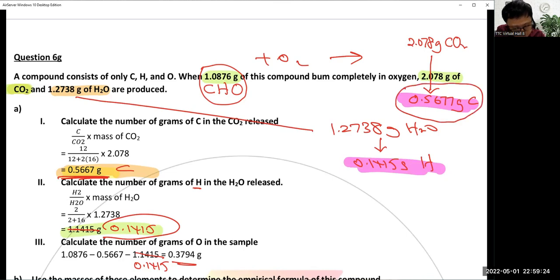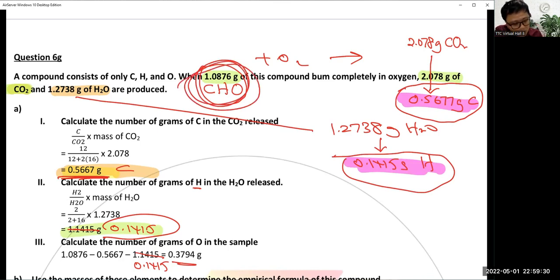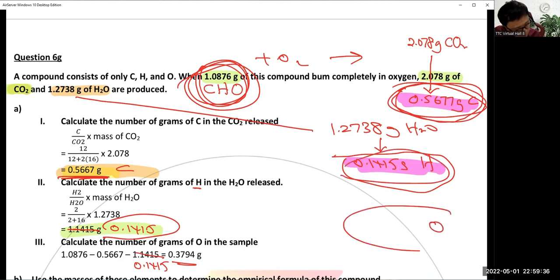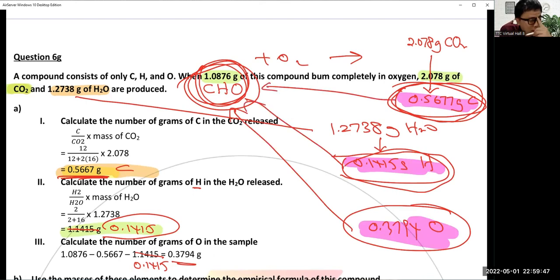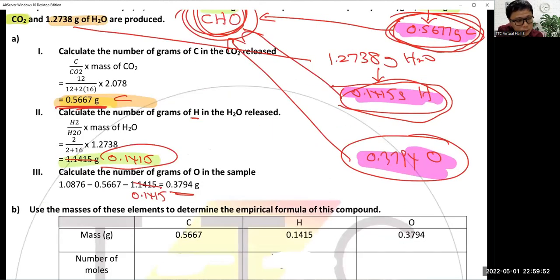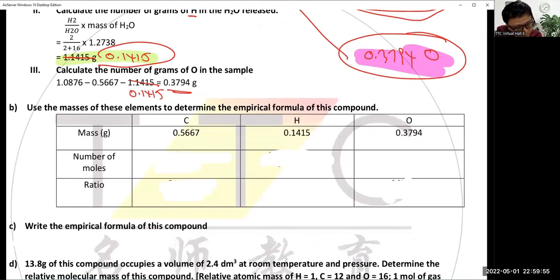Because this CHO burning in oxygen will produce this much, we're able to trace back this much carbon inside and this much hydrogen. So these two masses are inside here. So 1.08 minus these numbers, the remaining will be my oxygen, which we calculated is 0.3794. Means these three masses add up together to form back your 1.876 gram. Okay, so from there, you calculate the number of mole, divide by 12, divide by 1, divide by 16. Then whichever is the smallest number, we divide all by 0.0237.